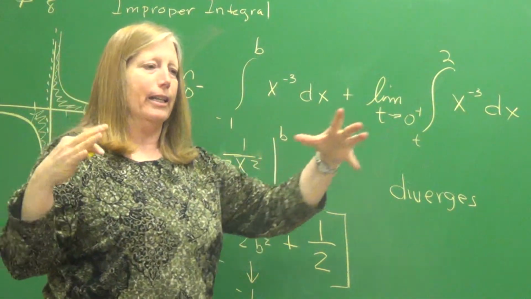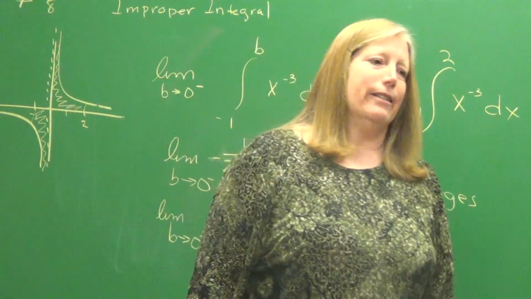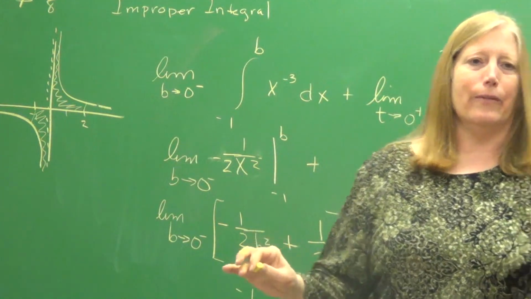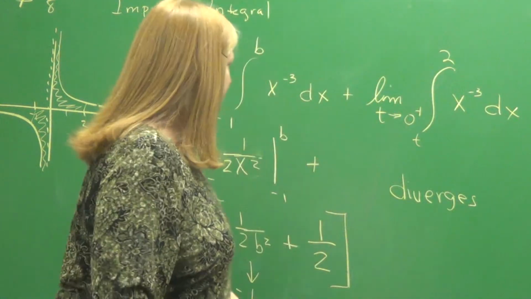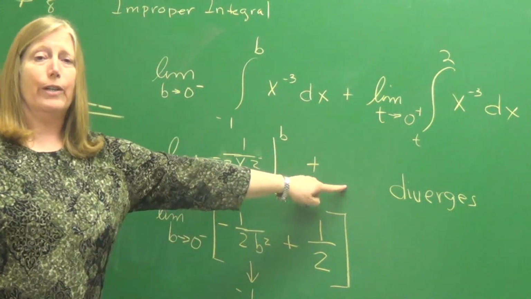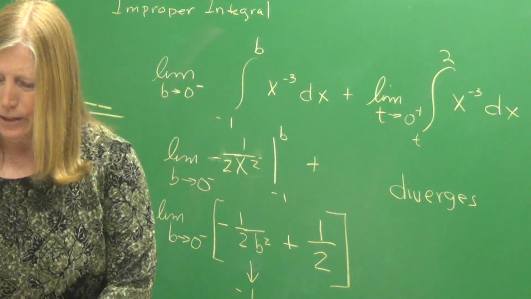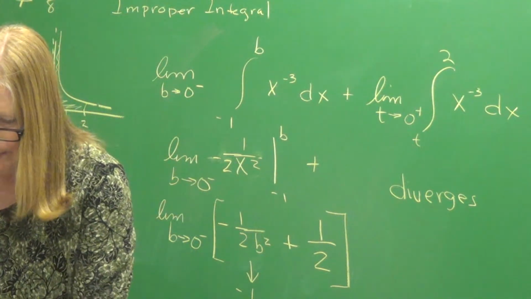It just keeps getting infinitely larger. So it goes, as they say, it's increasing without bound. It has no value, so it diverges. Some of them will converge, so that one didn't. All right, let's try another one.